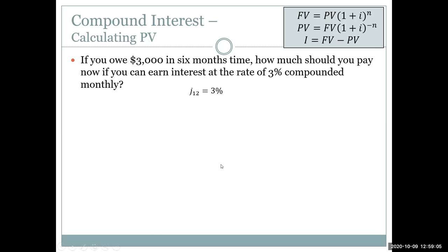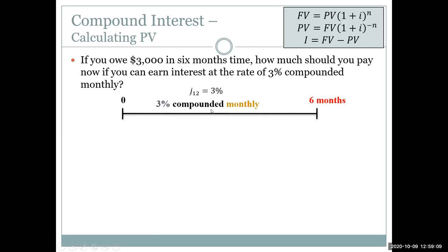So there's our monthly nominal rate, J12, 3%. Here's our today. There's the 6 months in the future. Now the $3,000 is in the future, so that's what I owe. But if I wanted to pay that amount today, what amount would I have to pay? Because the future is coming into the past, this $3,000 should be a little bit less today.